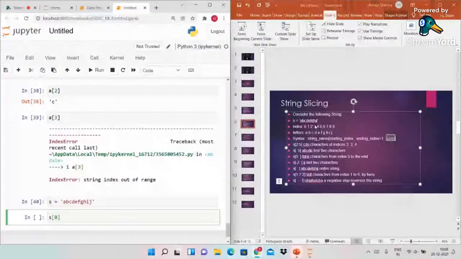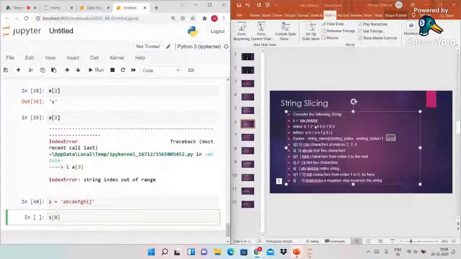If you write something like 11, it means you have to start from 0 and go until 10, that is, print the character at the 10th index also. Is there any character at the 10th index? No. So it will go on till 9 and stop there, and it won't throw an error. Why? Because if nothing is mentioned, it means you have to go from start to end.